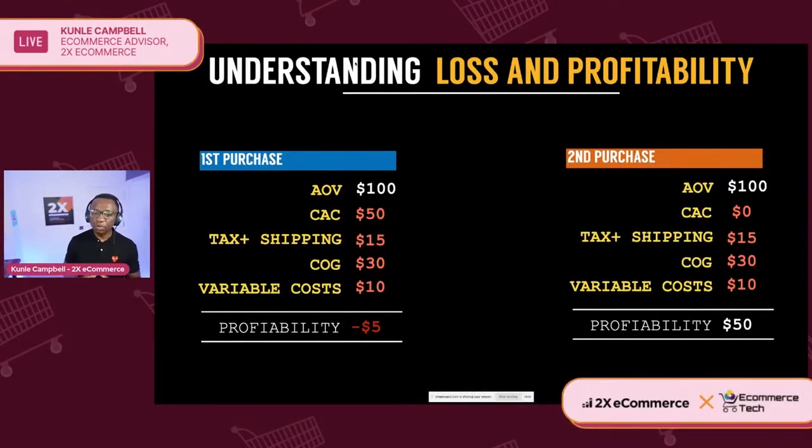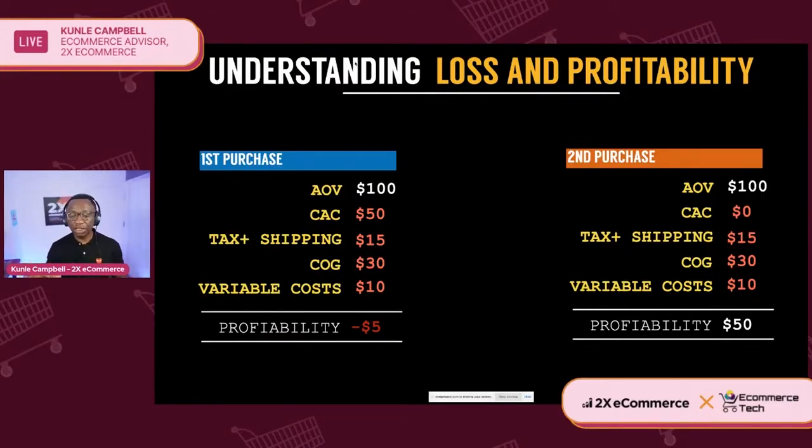Now, this is an example where you have an AOV of about $100, and your CAC, your cost to acquire a new customer, is about $50. It costs you about $15 for tax and shipping, and then your cost of goods is about $30. Your variable cost for running the business is about $10. You're on a loss of about $5 for that first purchase.